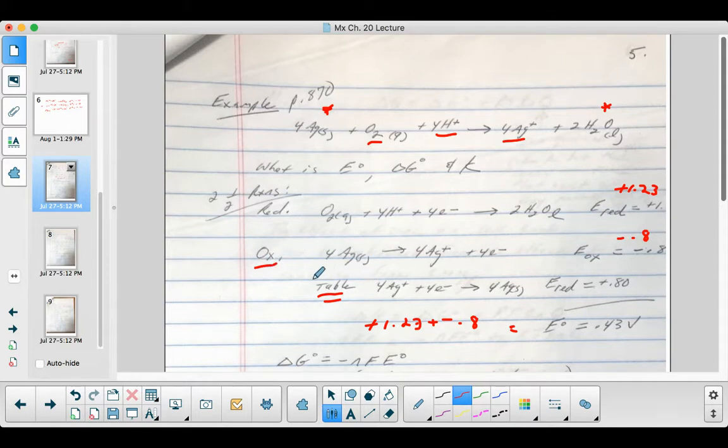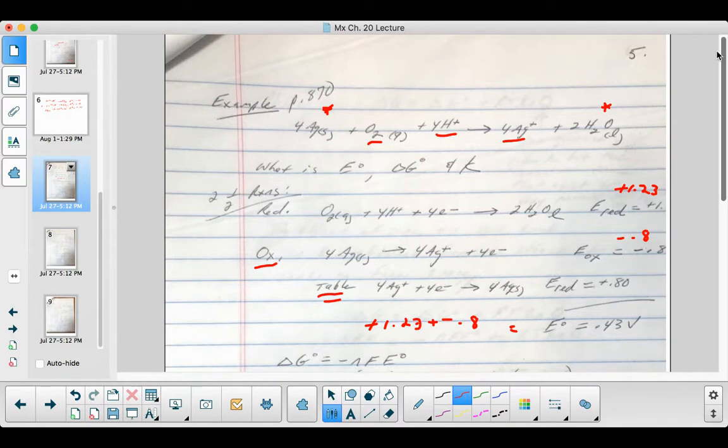So I take this equation and its value, and I flip the equation around to show it as oxidation, and I change the sign. So then I know that the standard cell potential is positive 1.23 plus a negative 0.8, and I get a standard cell potential of 0.43 volts.